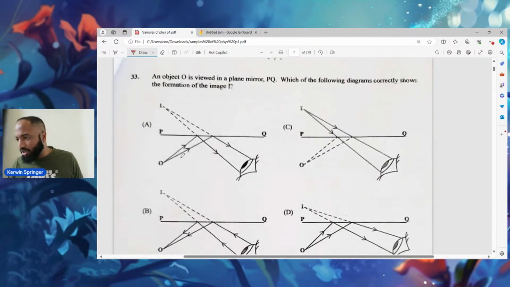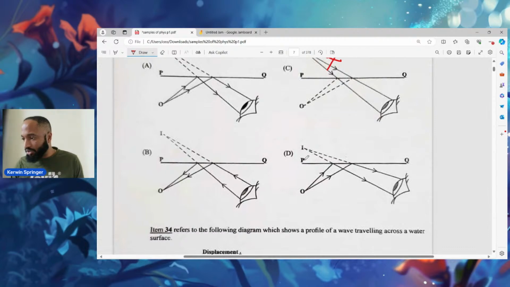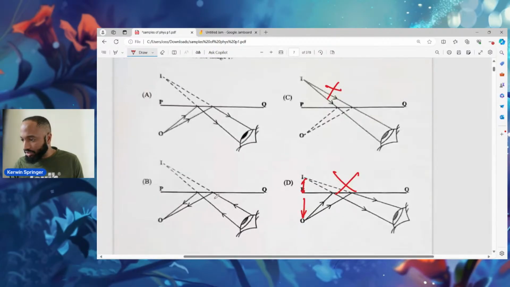An object O is viewed in a plane mirror PQ. Which of the following diagrams shows the formation of the image? This one is not showing the rays of light going there, so throw that one out. This one shows the image closer than the object, so throw that one out. What is the difference between this and this? This one shows the light coming from the eyes, so that's laser eyes, so this one is out. This is the answer here. The light needs to go and enter the man's eyes, right?